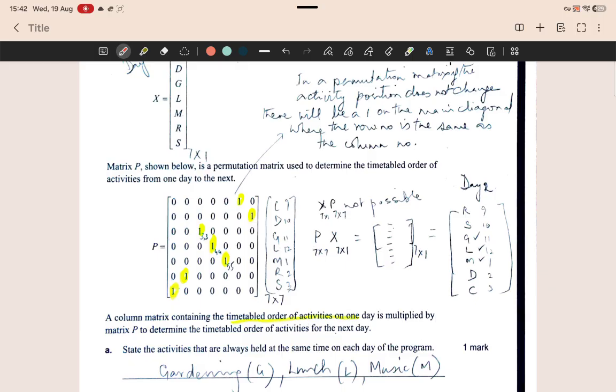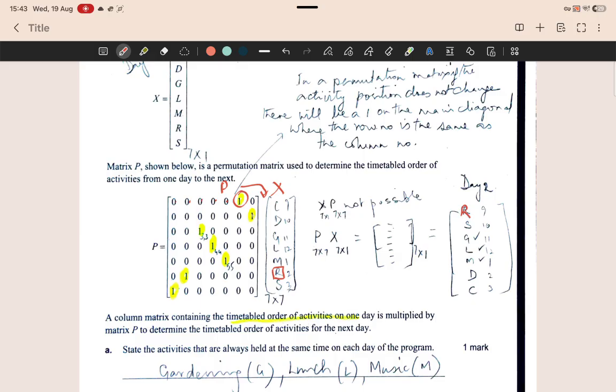So if you multiplied the matrix P into the matrix X, you will find that this 1, in the 6th position, will multiply the 6th position. It's the diving board method of multiplication, and R will be the activity that comes out first.